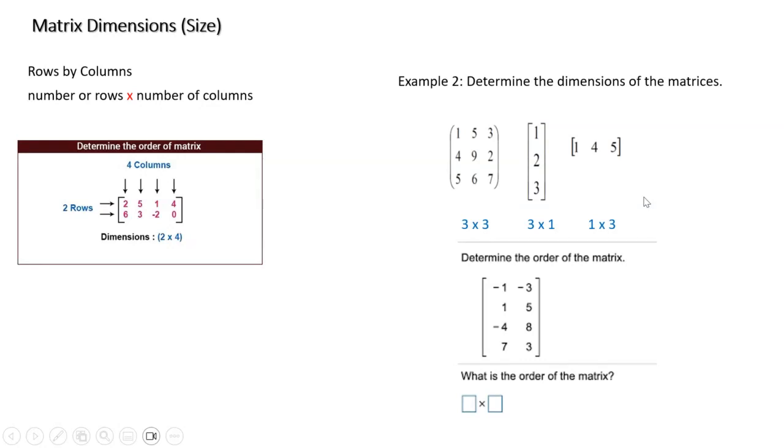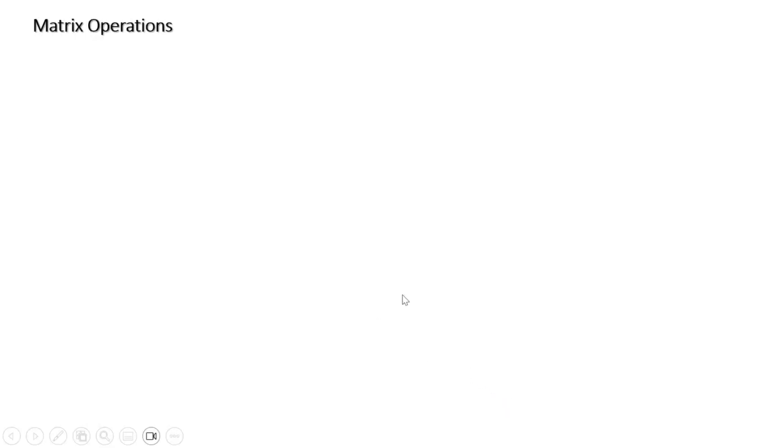On this one, determine the order of the matrix. What is the order of the matrix? How many rows? We have 1, 2, 3, 4 rows. How many columns? We have 2 columns, so 4 by 2. So this matrix is a 4 by 2 matrix. Up to this point, it has been straightforward.